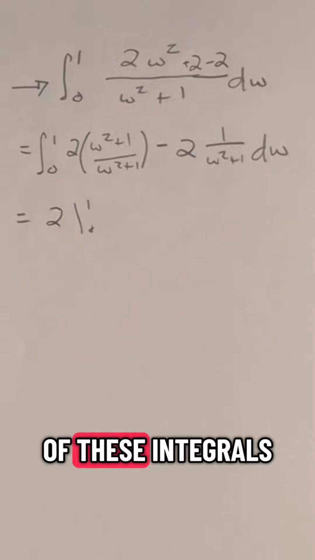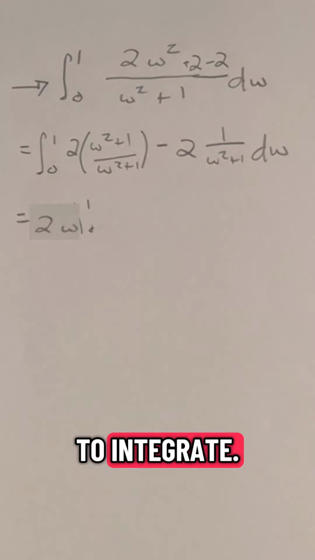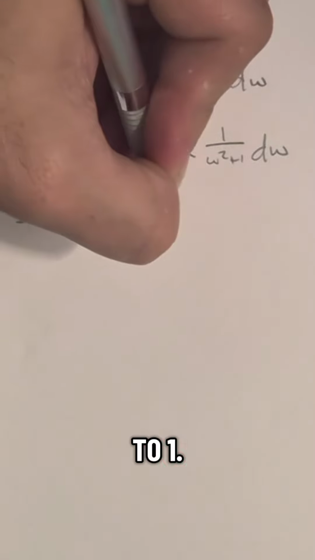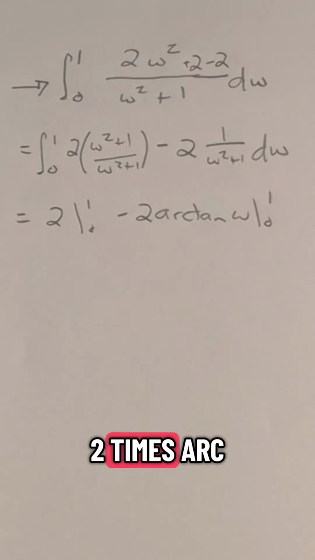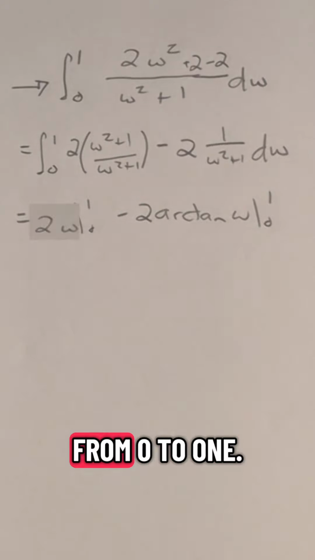And now both of these integrals are pretty straightforward to integrate. The first one is just 2 evaluated from 0 to 1. And then you're going to say minus 2 times arctangent of w from 0 to 1.